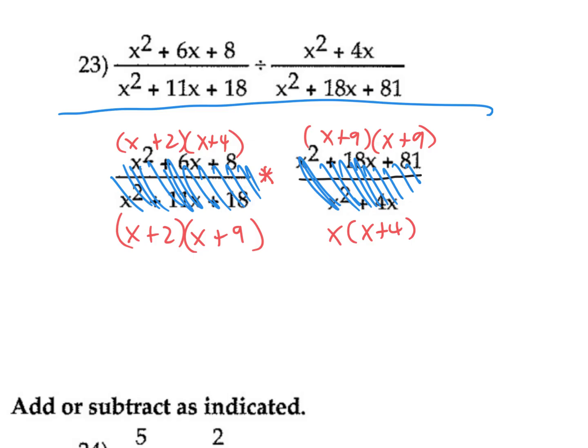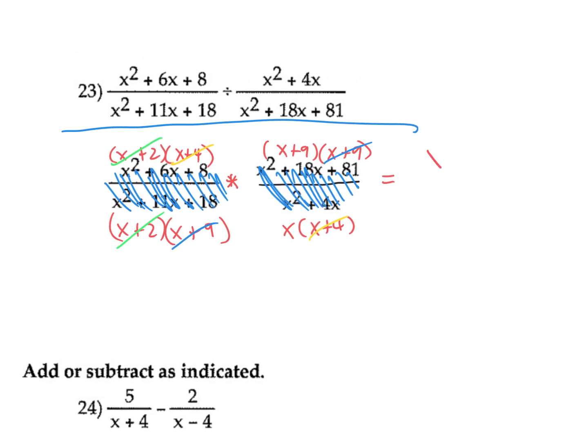And notice that the x plus 2 cancels with that x plus 2. We have an x plus 4 canceling with that x plus 4. We have this blue x plus 9 canceling with one of those. Now, who's left? We have to be careful. x plus 9 is left, but it's also the case that this x is left. So therefore, this whole thing ends up equaling x plus 9 over x, and then you're done.